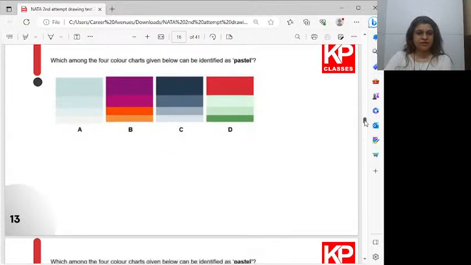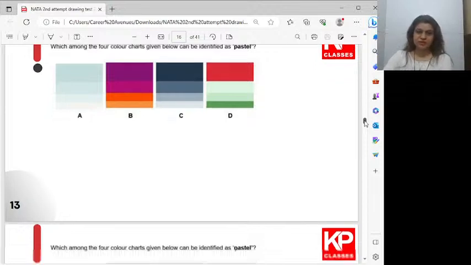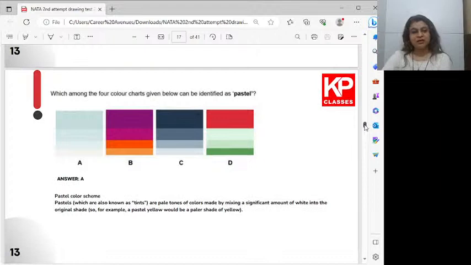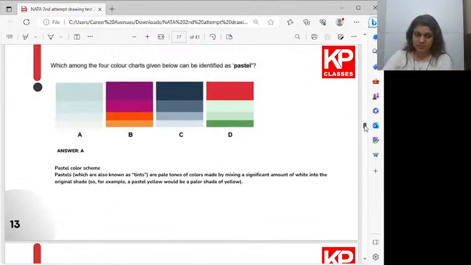Next, this is also very interesting. You have certain colors in these charts, and you have to pick the color chart which shows pastel colors. So what are pastel colors? Pastel colors are also called tints, and as we all know, we get tints by mixing white into any particular hue. So the answer is A, where we have a tint of blue. A significant amount of white has been used in these colors, and they form the pastel hue.